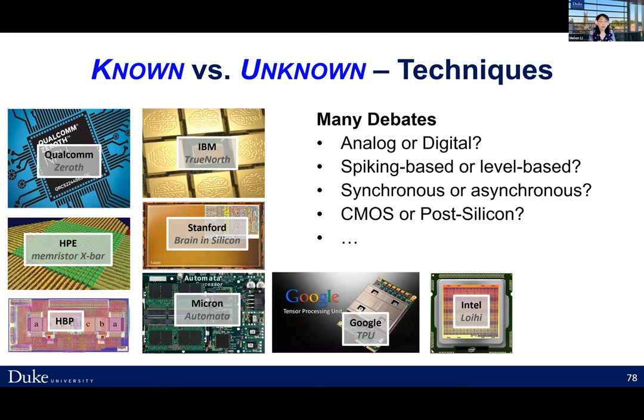For neuromorphic designs, people have done a lot and have gained a lot of understanding. However, during implementation, there are still many debates, okay? As you can see, in existing practice people could take a digital approach versus an analog approach. We talk about level-based designs and spiking-based designs, one conducting synchronized operations and one conducting asynchronized operations. Whether CMOS can afford the design or post-silicon is necessary. If you ask different people, they could offer different answers or have their own preference. So there's no consensus, and so far, I guess we don't want a consensus. But when you choose the technology and approaches, many things need to be considered.